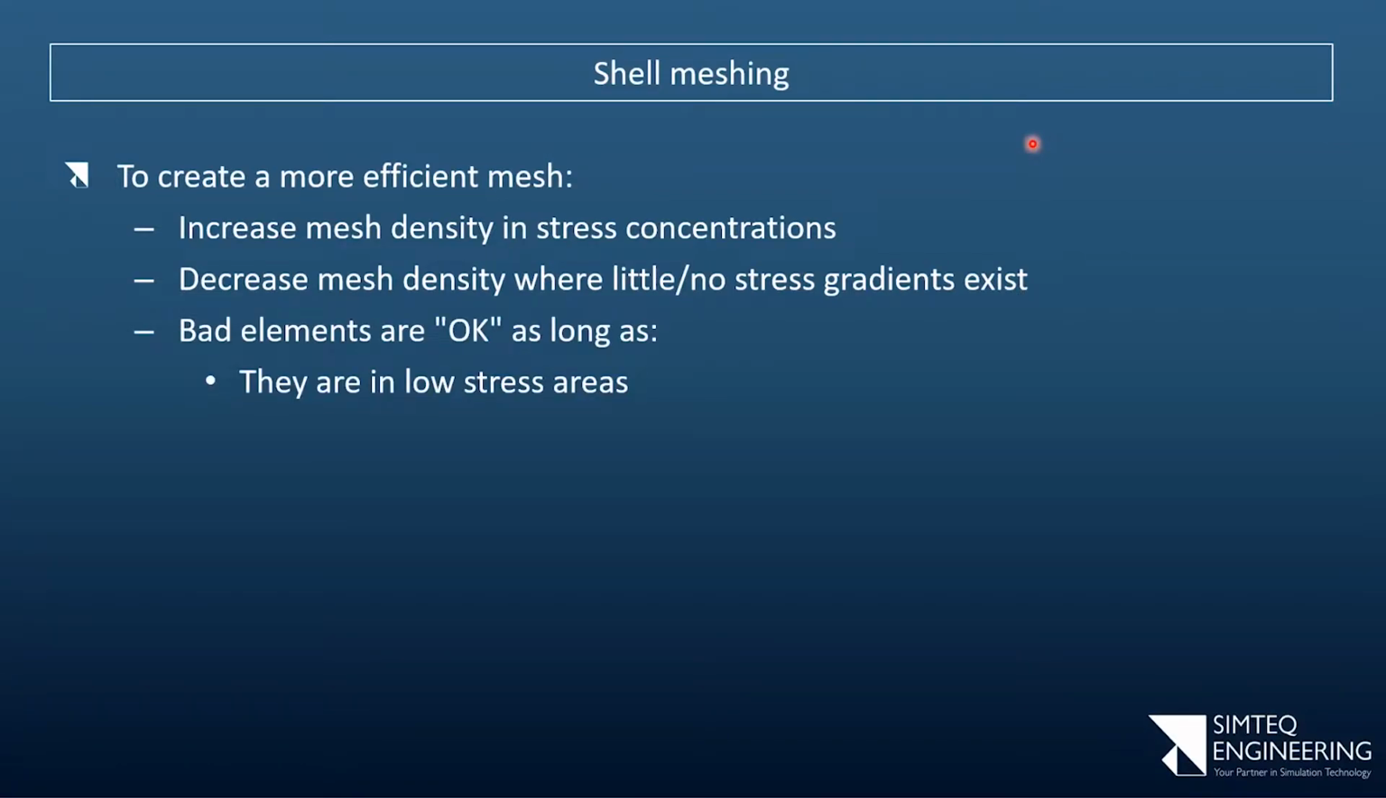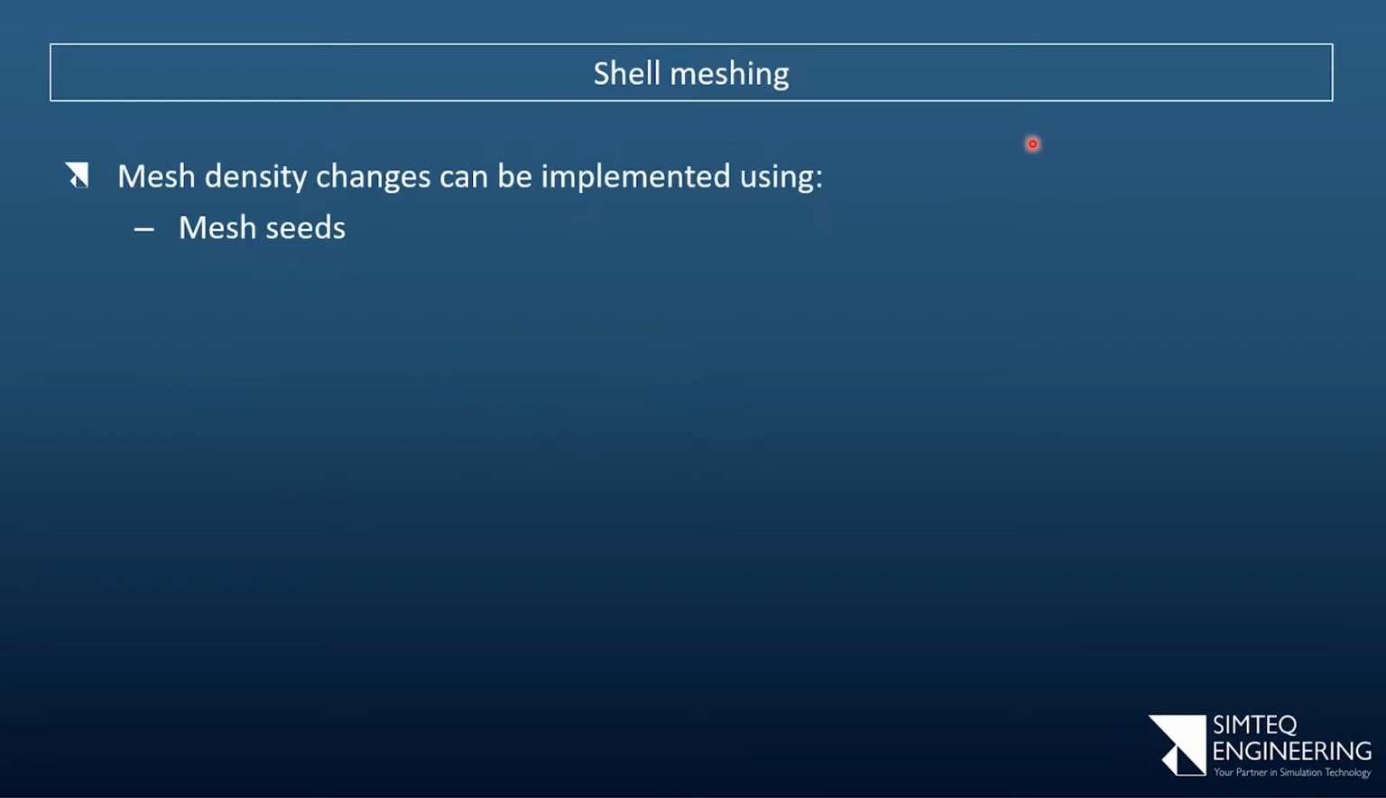Okay, now one thing that we have to be careful of is distortion is a problem, but these distorted or bad elements are usually okay as long as they're in low stress areas and low stress gradient areas. A distorted element degrades in accuracy towards a constant stress element. So where there's a low stress and a low stress gradient, there's not much bending taking place, so they're not that much overstiff. So they actually behave reasonably well. They don't cause significant issues.